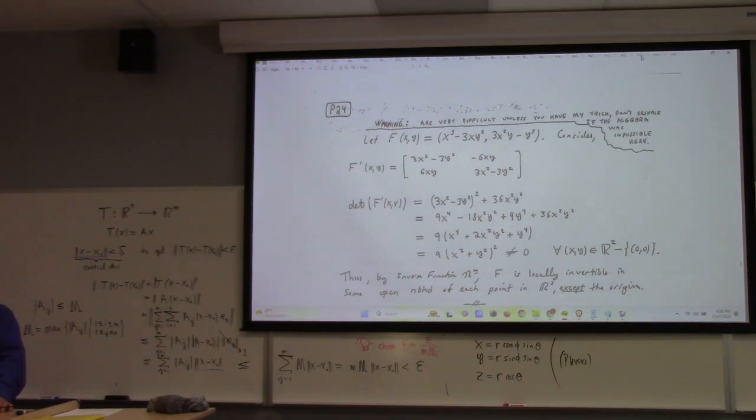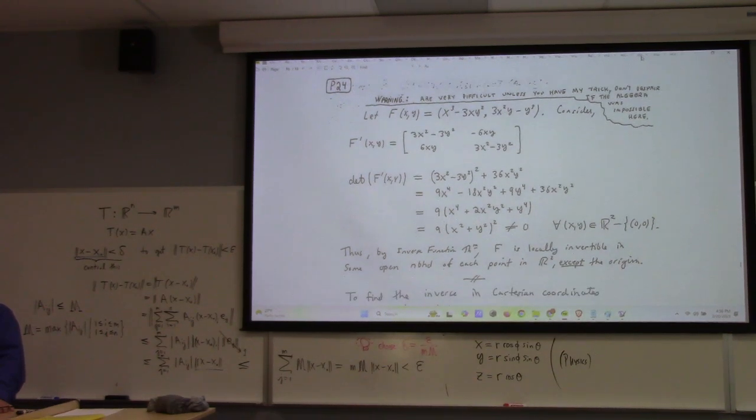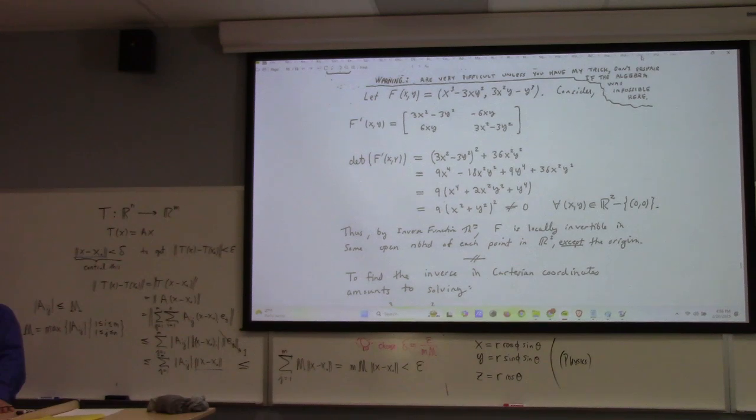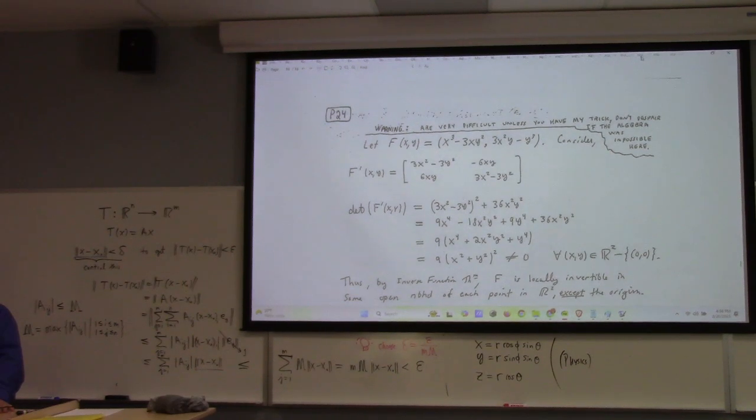This is a nasty problem. This problem is born from the dark heart of complex variables. For this is nothing more than the z cubed map. This is f of z equals z cubed written in Cartesian coordinates.